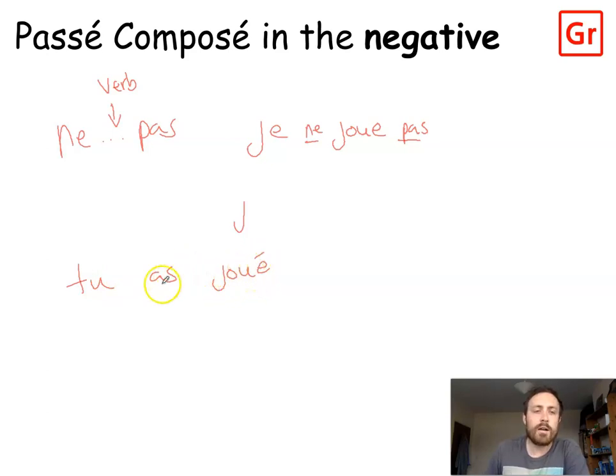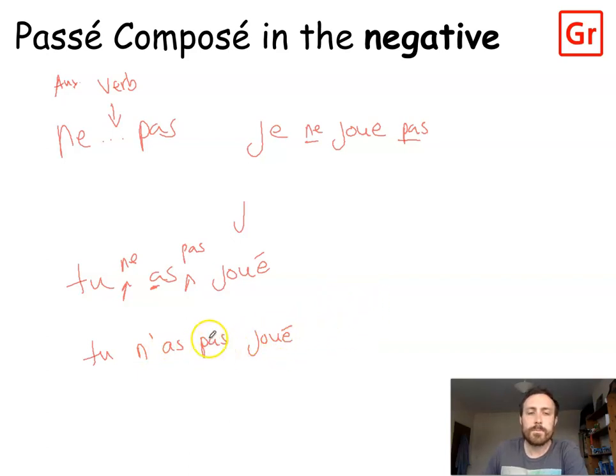Now, where it goes is around the auxiliary verb, okay? So for the past tense, the auxiliary verb is going to go here. So what we're going to do is put our ne here and our pas here. Now what actually happens though is we've got a vowel here, so the E and the A don't really get on, they clash. So the final result of this is going to be n'as, then we're going to have our pas, then we're going to have our past participle like this. Tu n'as pas joué. Okay, we don't put the pas at the end of the sentence. We sandwich this auxiliary verb so that it's in between the n' and the pas.